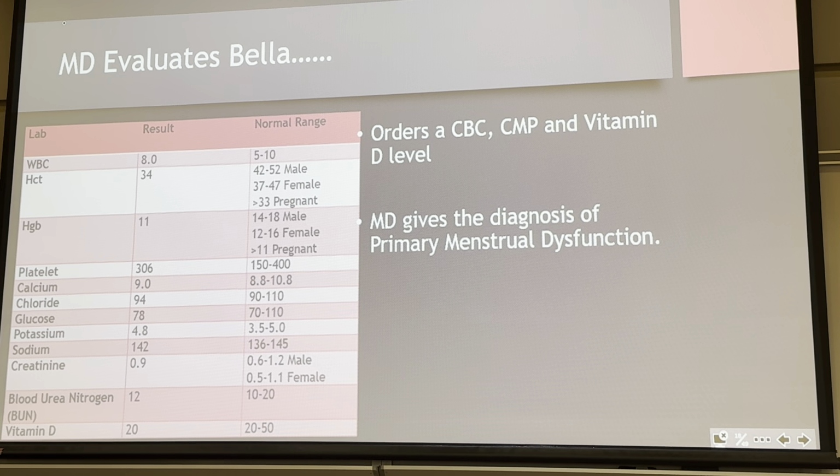I do want to talk about one other thing associated with periods. I want to talk about PMS versus PMDD versus primary menstrual dysfunction. So this is the way it makes sense in my head, right? Primary menstrual dysfunction is a lot of the physical symptoms that they complain of. PMS is a lot more about the emotional or the mood swings or the mental health component of that.